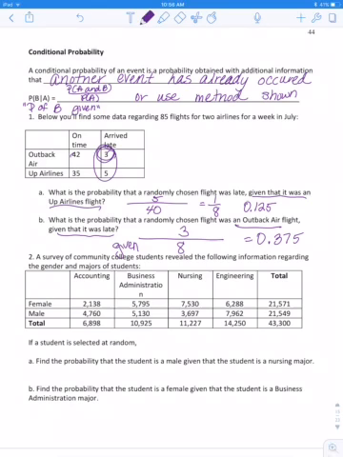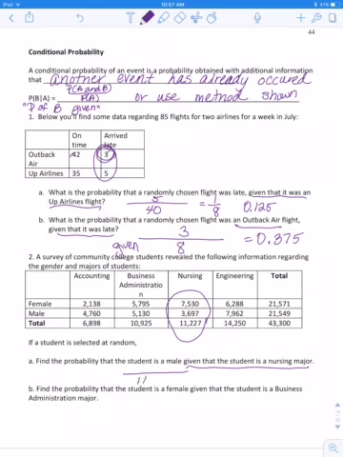Okay, so we're going to look at another example here. It says, a survey of community college students revealed the following information regarding the gender and major of students. So we have whether the students were accounting, business administration, nursing, or engineering, and if they were male or female. Part A says, find the probability that a student is a male, given that the student is a nursing major. So we'd go to nursing. Only going to look at the nursing for this problem. So on the bottom, we're going to put the total number of nursing.